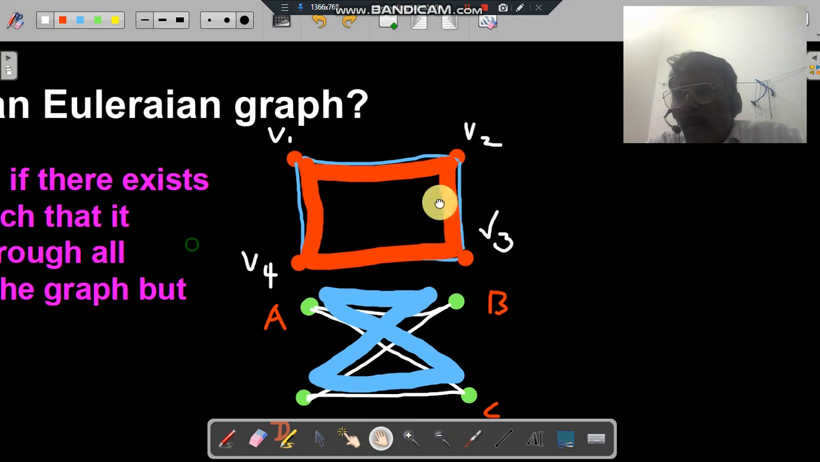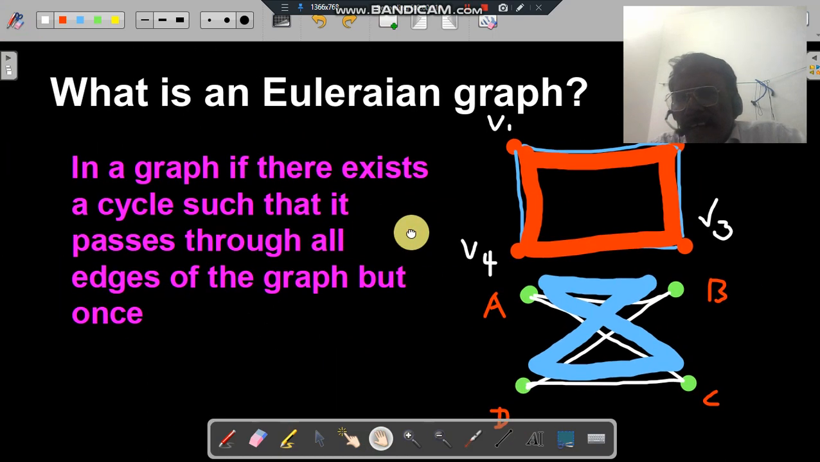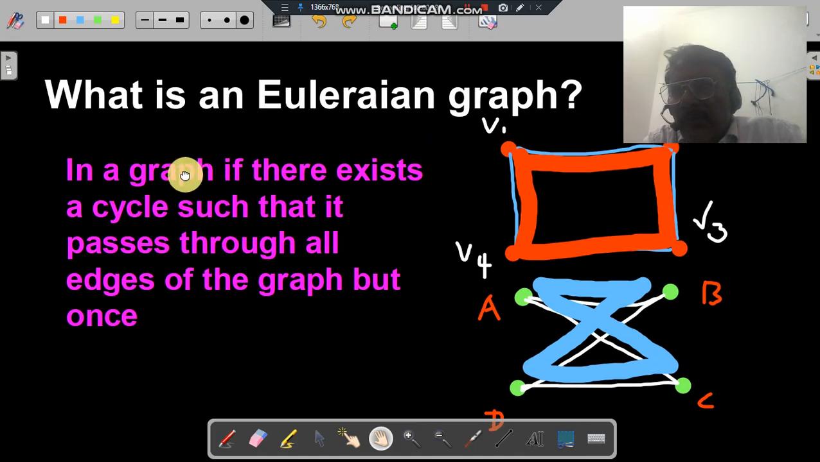Okay, today. In the previous class we talked about what is an Eulerian graph. It is a graph in which there exists at least one cycle such that it contains each edge only one time. Such a graph is called an Eulerian graph.